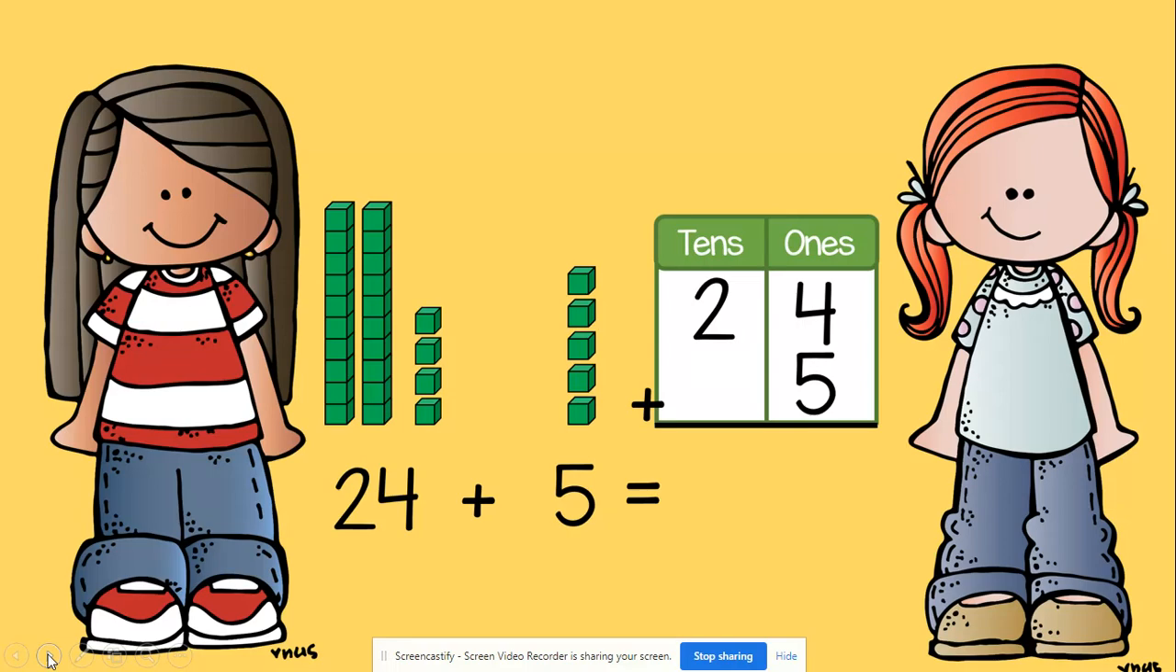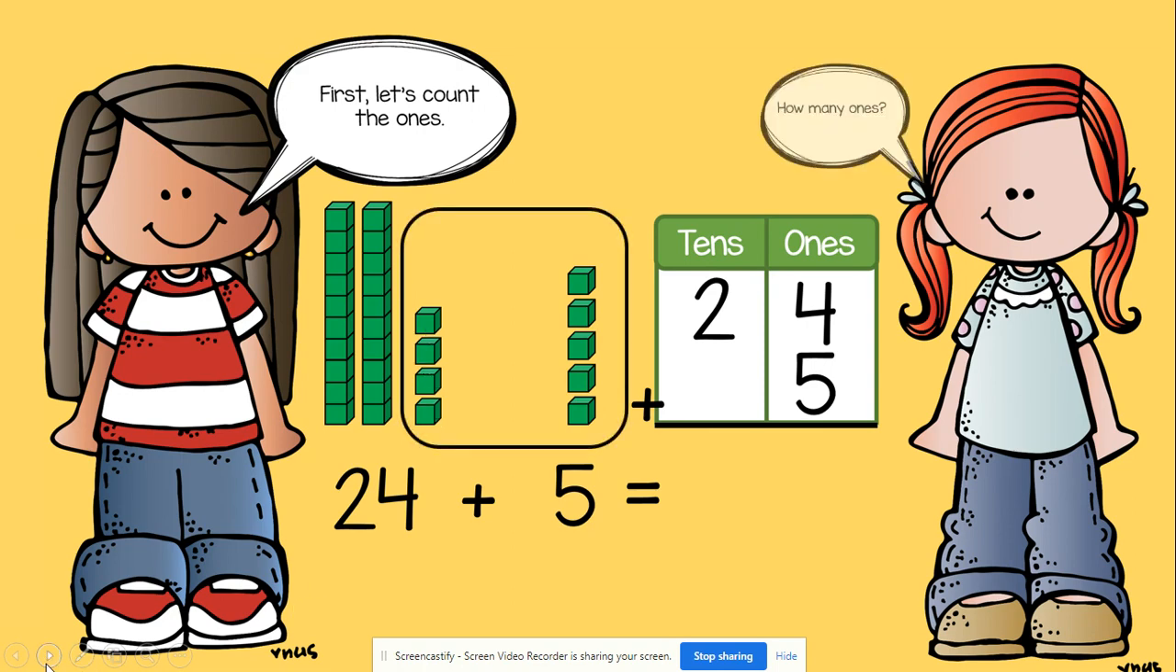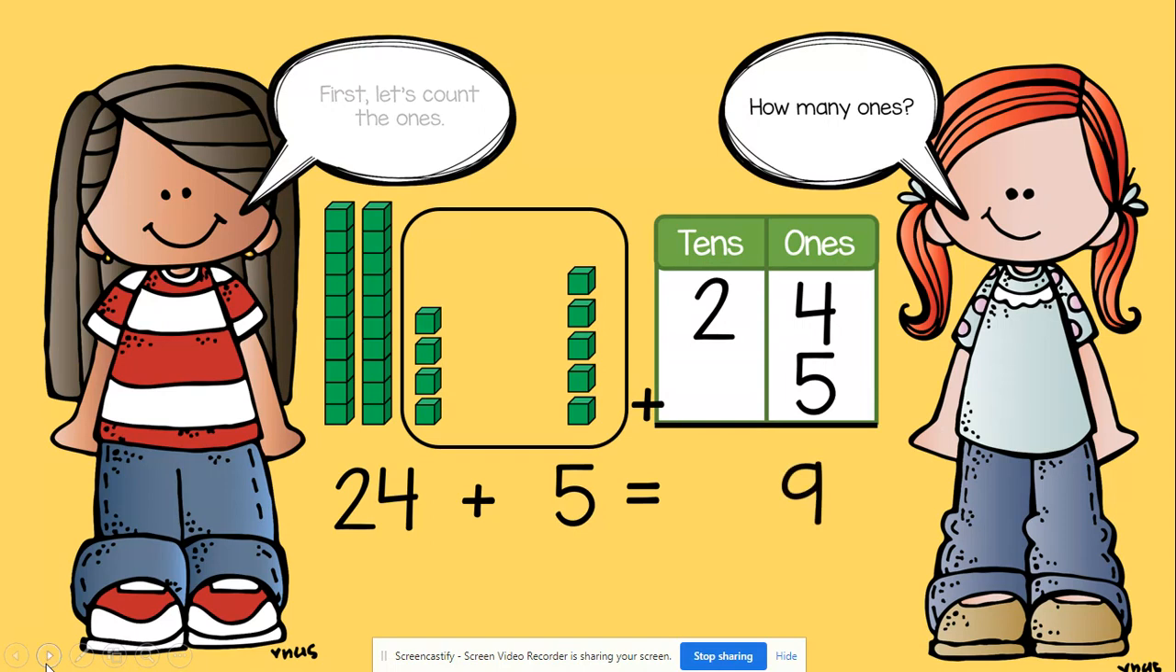Erase your whiteboard, and you're going to write this problem on your whiteboard now. So a 2 and a 4 plus 5. 24 plus 5. First, let's count the ones. 5 plus 4. 1, 2, 3, 4, 5, 6, 7, 8, 9. 9 ones. And how many tens are there? 1, 2. 2 tens. So put the 2 down at the bottom. 29. 24 plus 5 is 29.